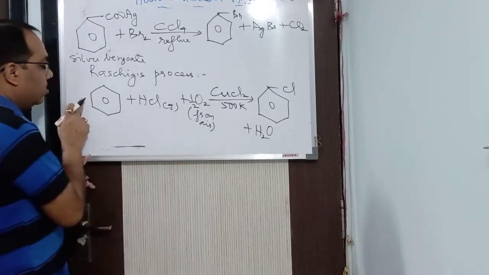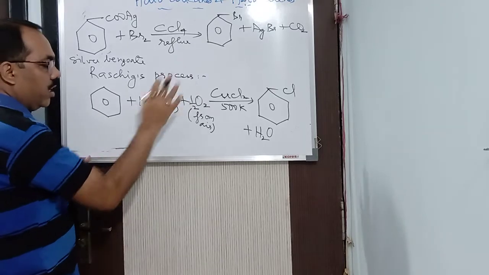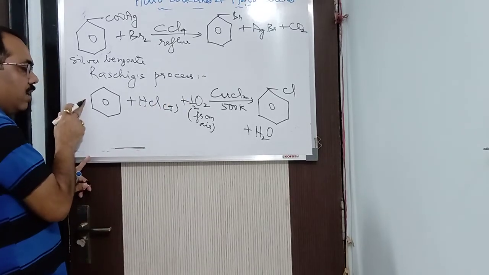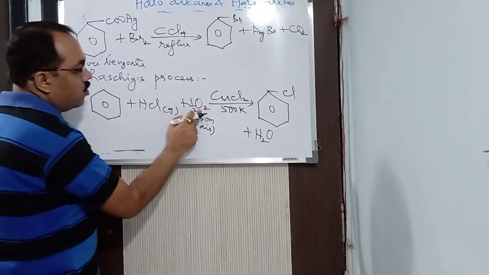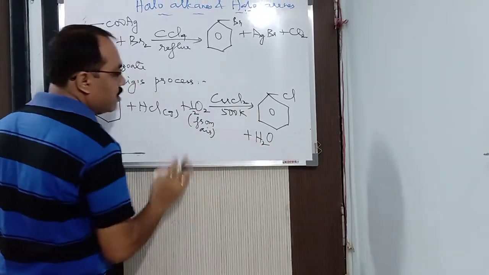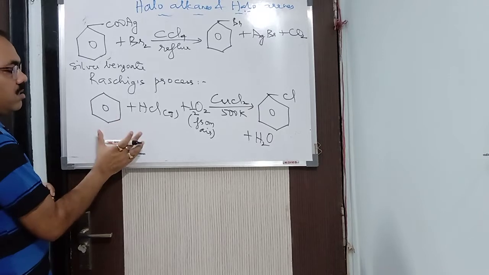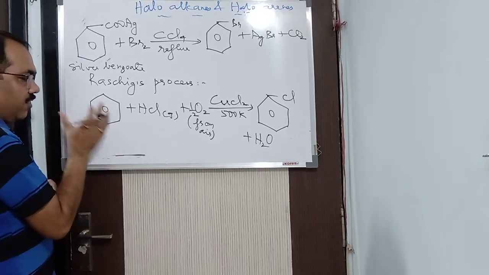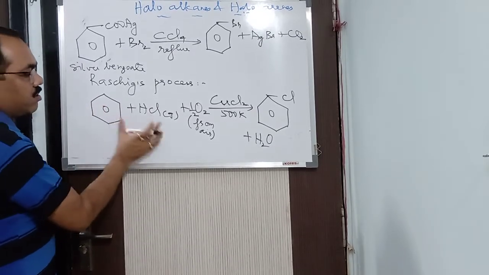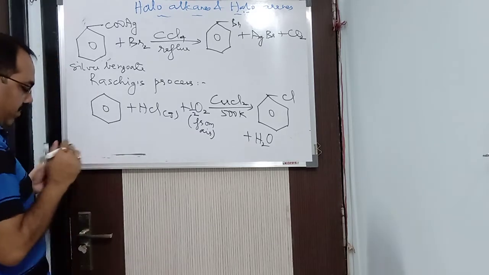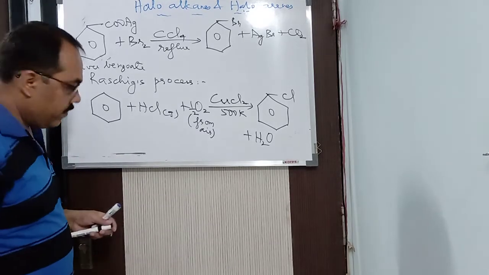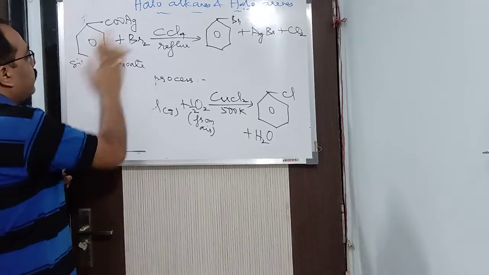Or you can take 2. If you balance it, you will say no, I will not take half. Then you can take 2 benzene rings plus 2 HCl plus O2, which will give you 2 chlorobenzene plus water. So this is your Raschig process. In the Raschig process, we are manufacturing aryl halides in this particular way.